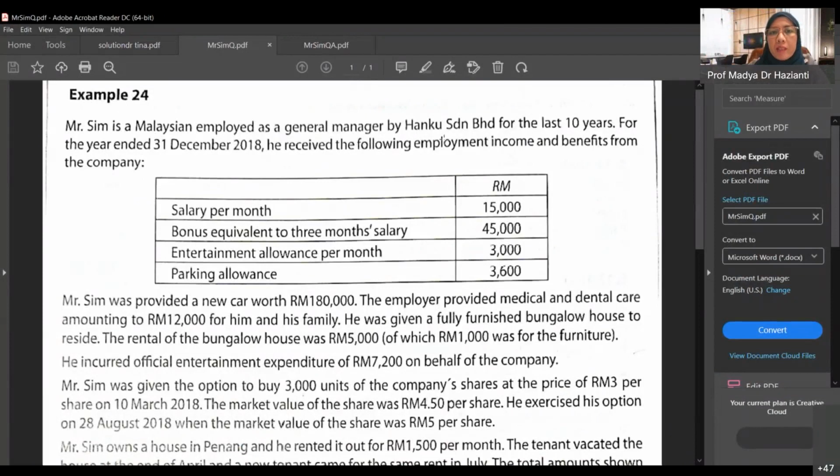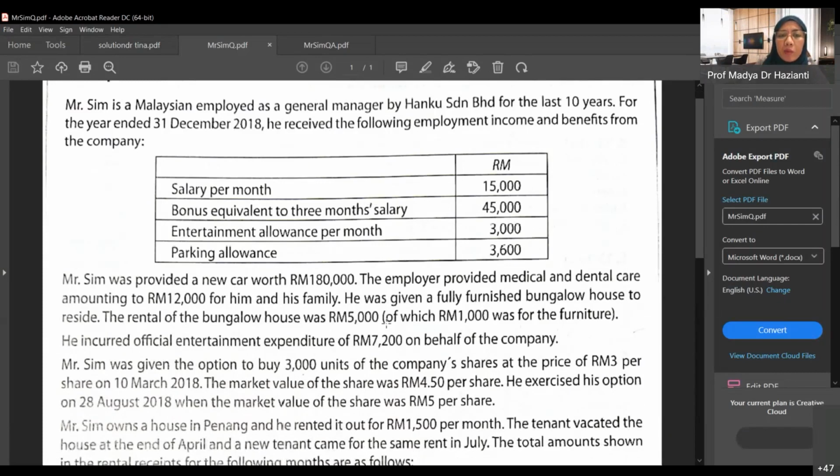Malaysian employed as a general manager for the last 10 years. For the year ended 31st December 2018, he received the following employment income and benefits from the company. Okay, salary per month, bonus equivalent to 3 months salary, entertainment allowance per month, parking allowance. Mr. Sim was provided a new car worth 180,000. Okay, so dah nampak new car ni, kena pergi dekat table tu lah. Kalau kereta 180,000, how much is the annual value dia.